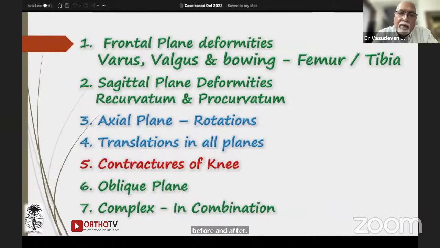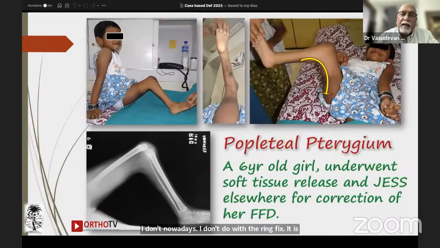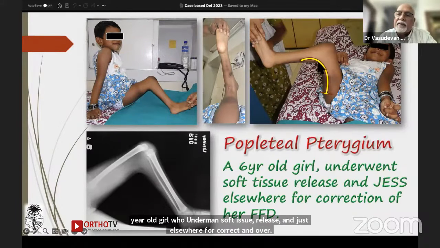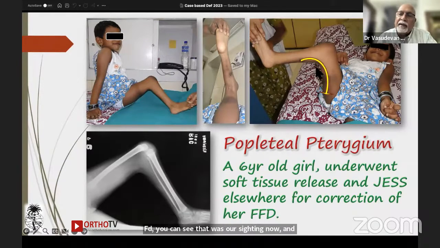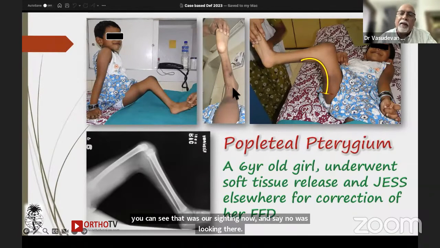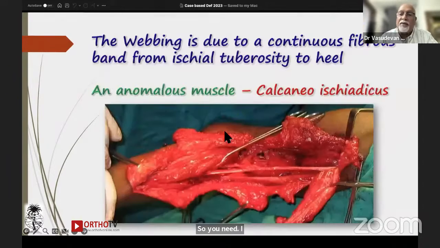Now, axial plane rotations and translation, generally I resolve with SUV corrections. Nowadays I don't do it with the ring fixators. So look at a very rare case of popliteal pterygium syndrome in a 6-year-old girl who underwent soft tissue release elsewhere for correction of her FFD. You can see that was her sciatic nerve. Initially I was not very well versed with anatomy, so I started exploring all these cases.